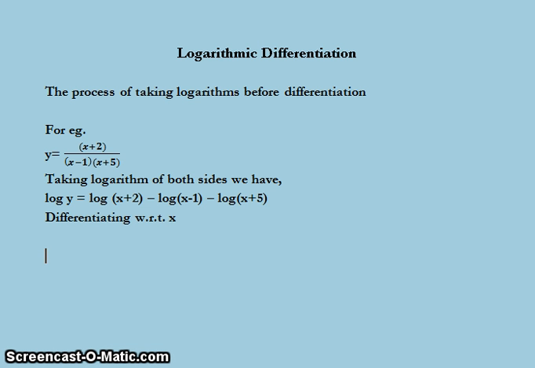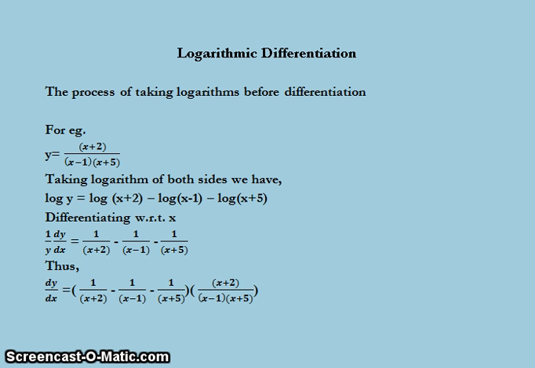Now differentiating both sides with respect to x, we get 1 by y dy by dx equal to 1 divided by x plus 2 minus 1 divided by x minus 1 minus 1 divided by x plus 5. Therefore, we can write dy by dx equal to 1 divided by x plus 2 minus 1 divided by x minus 1 minus 1 divided by x plus 5 whole multiplied by y, which is equal to x plus 2 divided by x minus 1 into x plus 5.